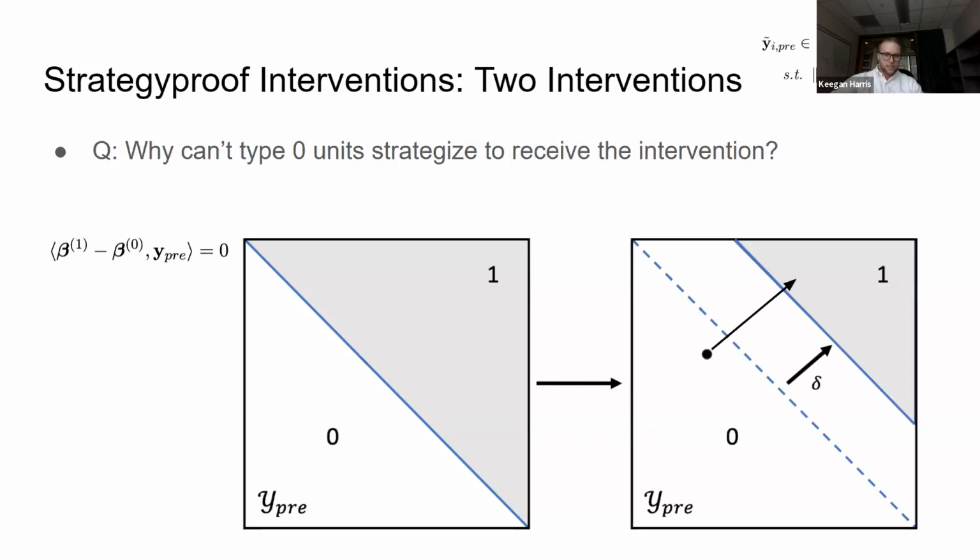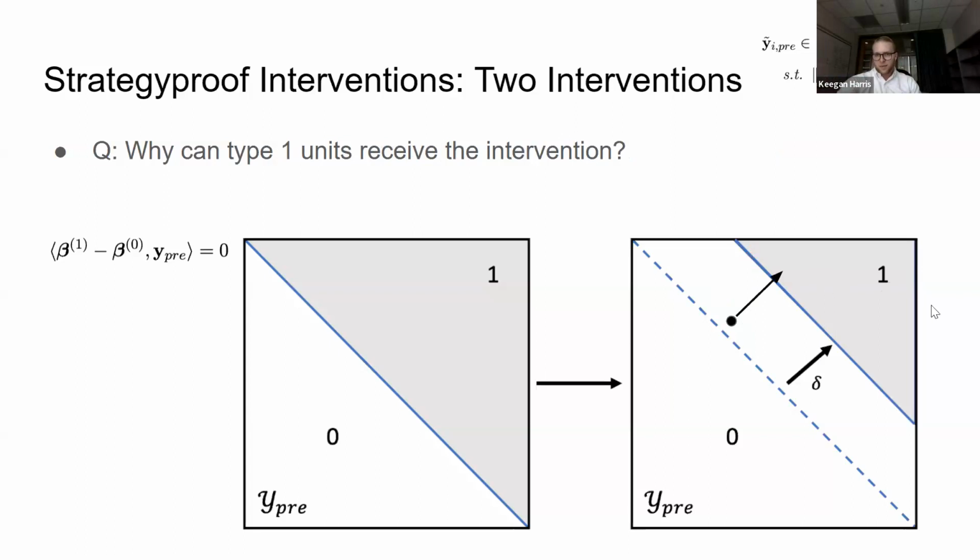And it turns out this is actually a strategy-proof intervention policy, and you may ask why. So two parts to that. The first part is, why can't units of type 0 strategize to receive the intervention? And the answer is because we shifted it by some amount delta. So it's too much strategizing for them to receive the intervention. And the other question is, why can units of type 1 always receive the intervention? And this is because they'll either fall within the place where they won't have to modify in order to receive the intervention, or if they do need to modify to receive the intervention, they'll always need to modify by some amount less than delta, so they can always receive it.